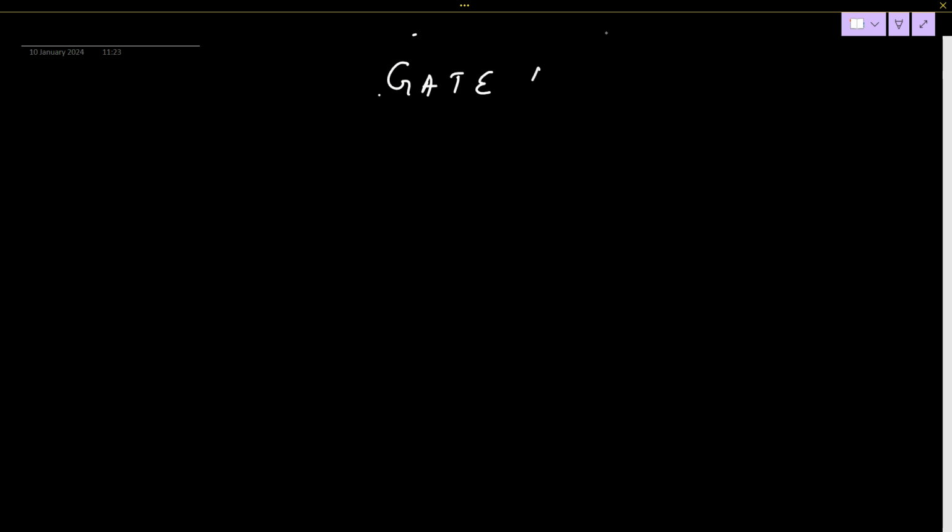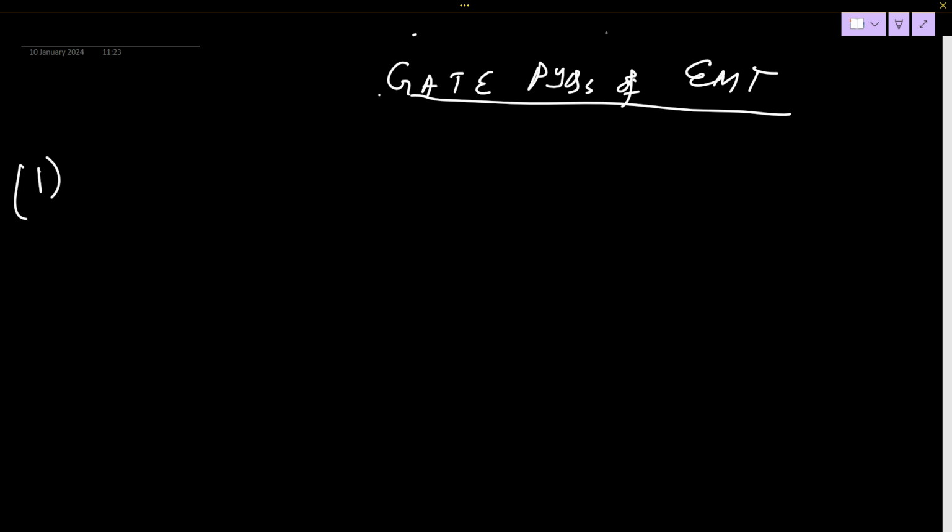We'll be solving GATE PYQs of EMT. Okay. So very interesting session. So continue with number one question. First, let's solve some questions on polarization that we have done in the previous sessions.